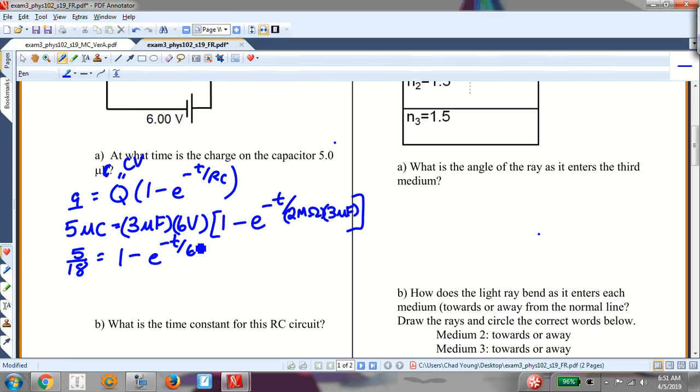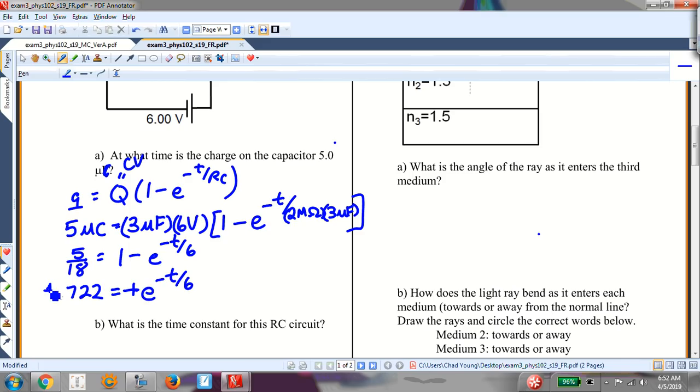And 5 over 18 is... let's see... 0.722, that's not 5 over 18. That's equal to e to the minus t over 6. So I subtracted 1 from both sides, and then they were both negative, so I had a negative and a negative here, and I made those positive.